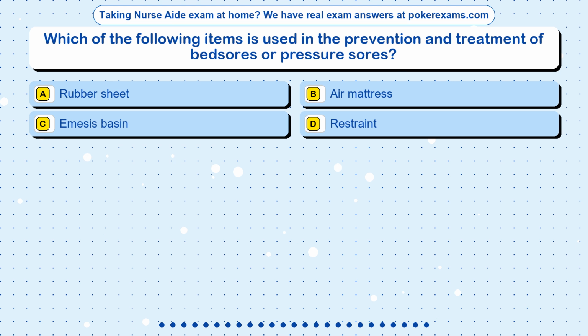Question 10. Which of the following items is used in the prevention and treatment of bed sores or pressure sores? Option A, rubber sheet. Option B, air mattress. Option C, emesis basin. Option D, restraint.